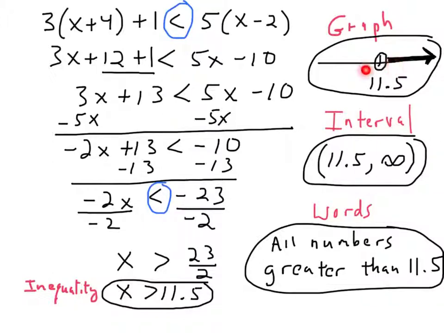And if you pick a number on the part that's not shaded, like 11, and plug it in, you'll see that it comes out to be false. If you work that out, 11 plus 4 is 15, 3 times 15 is 45, plus 1 is 46 on this side, and you only get 45 on this side. So the statement says 46 is less than 45, and that's obviously false, proving that that's not a solution.